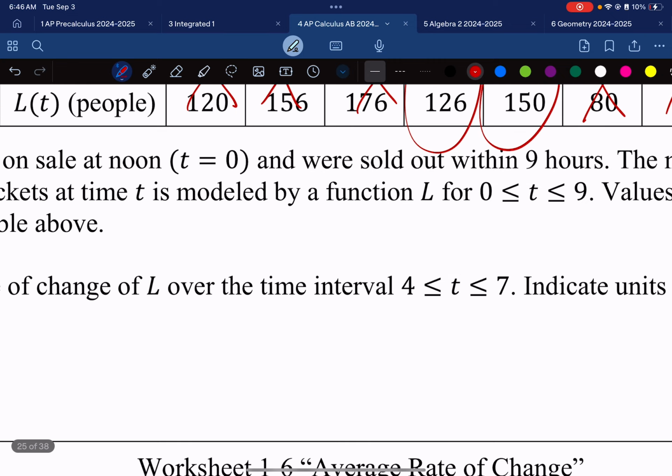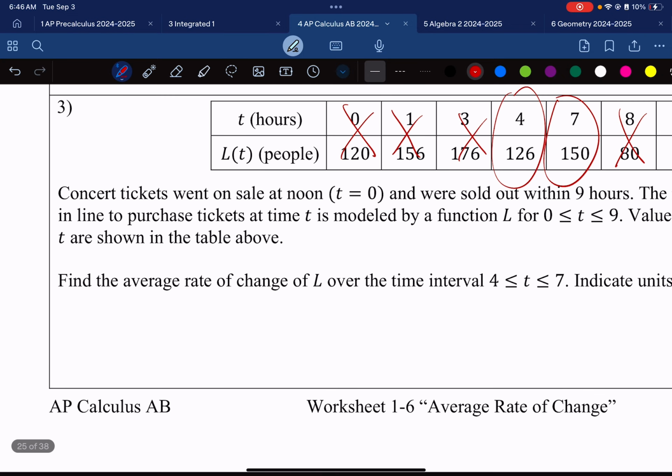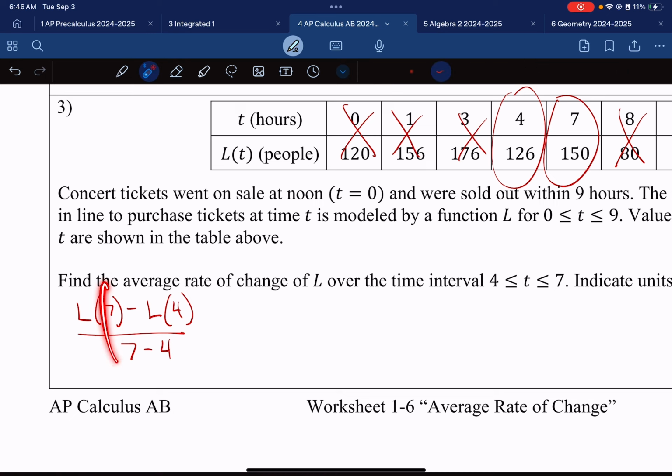So to do that, you just do our slope formula. You say, okay, this is a capital L function. So capital L of 7 minus capital L of 4 all over that 7 minus 4. Again, make sure that you have the same order. And then when I do that, L of 7, I use a table. L of 7 comes down here to 150. Minus L of 4 is 126. All of this divided by 7 minus 4, which is just 3.